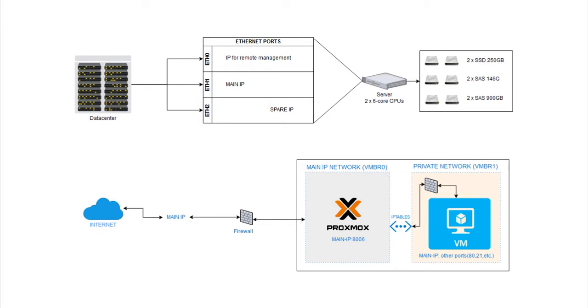I will present you a hypothetical scenario with a server hosted in a data center. In my example, I have 3 public IPs, one for remote management purposes, one main IP, and one extra IP. There are 6 drives in the server, 2 SSDs, and 4 hard drives. For redundancy, I recommend using RAID 1 for all drives. This way, if a drive fails, you will be able to recover the data from the other drive.